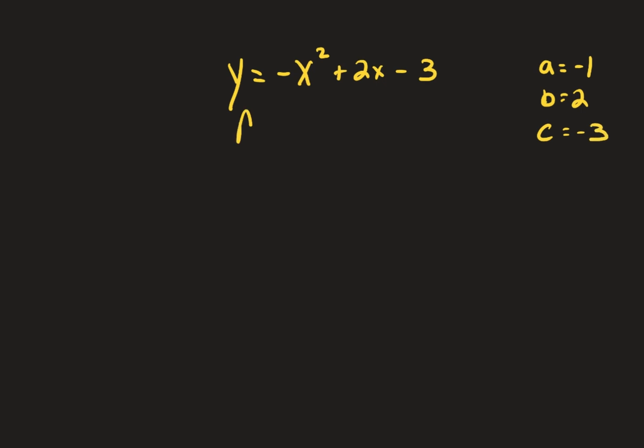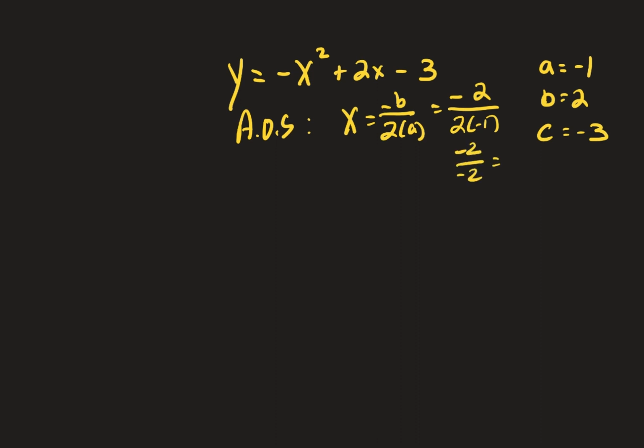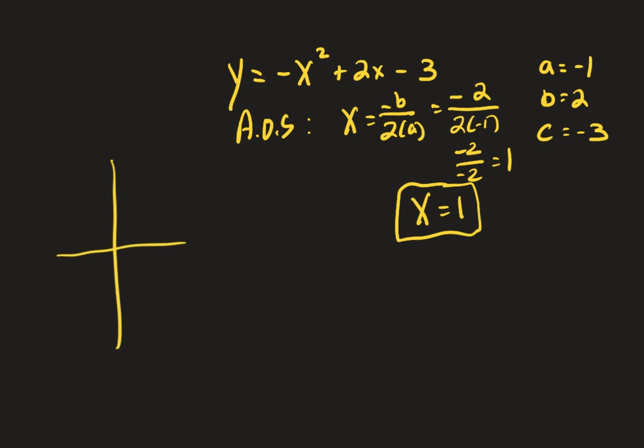So we're going to find that axis of symmetry. Formula: x is equal to negative b over 2 times a. So that's the negative of 2, just negative 2, over 2 times negative 1. So that's negative 2 over negative 2, which is just equal to 1. So my axis of symmetry is x is equal to 1. I'm going to go ahead and graph that. That's a vertical line at x is equal to 1.